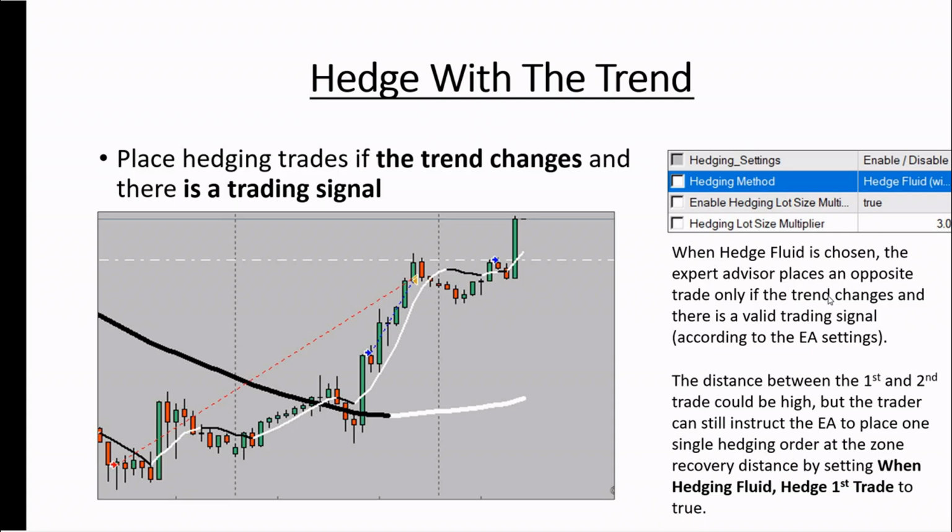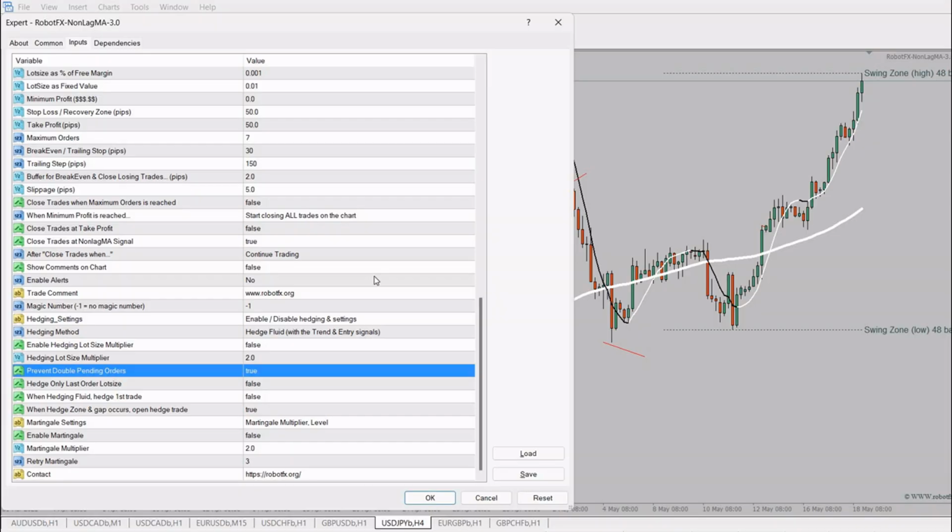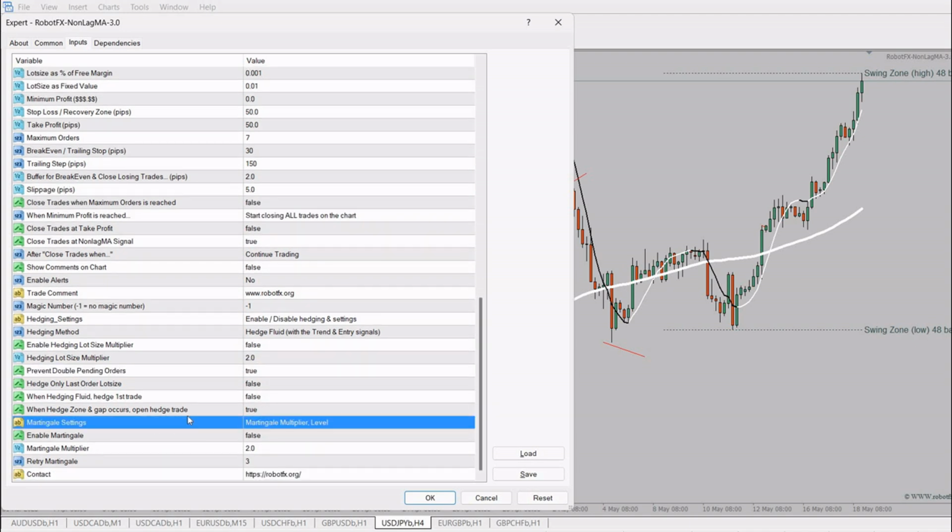So there are advantages and disadvantages for each kind of hedging. Of course, it depends on the trader's trading style and trading preferences, and also most important, what's happening on the chart and the trader's risk appetite. Why not? Some like to risk, some other not.